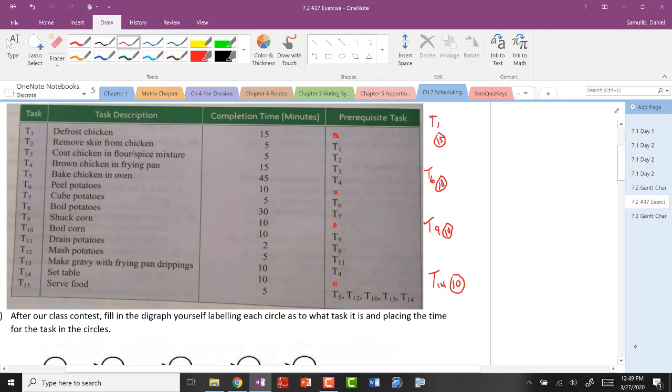Okay, now when you look at this, it's a real easy flow to start off with. You can look at this in terms of cooking. You remove the skin, then you coat the chicken, then you brown it, and then you bake it in the oven. So after you do T1, you do T2, then T3, then T4, then T5. I'm going to run out of room here. T5 is baking the chicken in the oven. And these all have precedence relations. One has to be done before the next one, so you connect those with arrows.